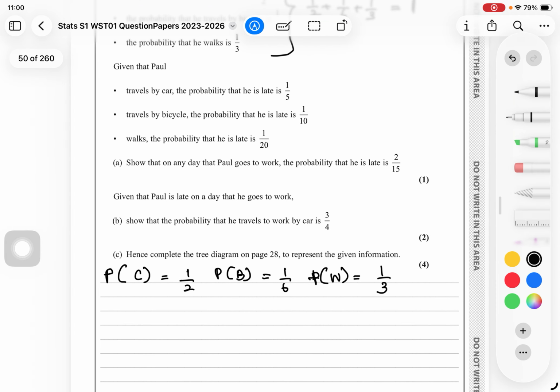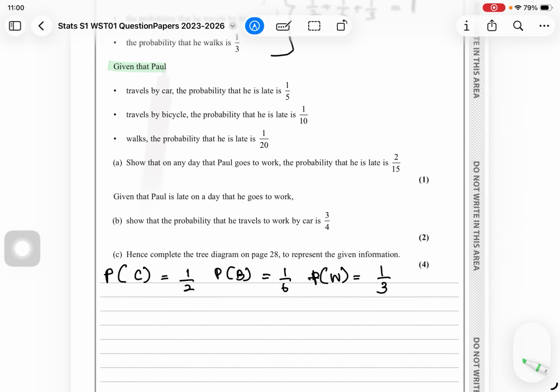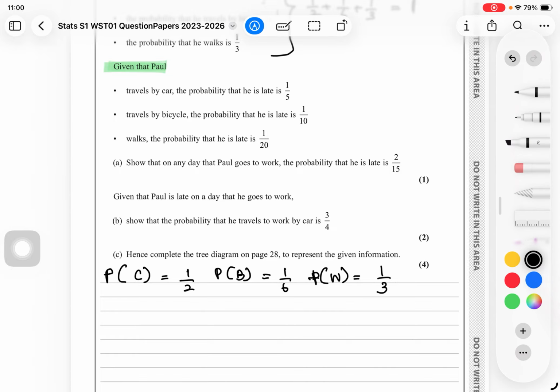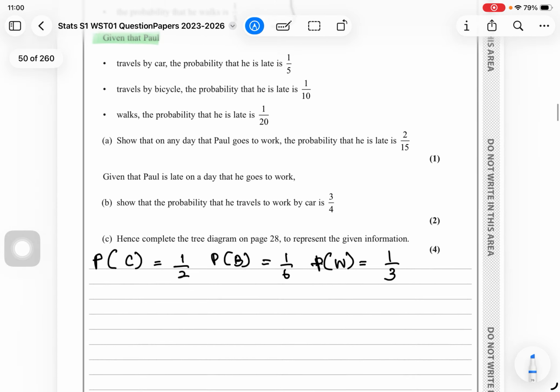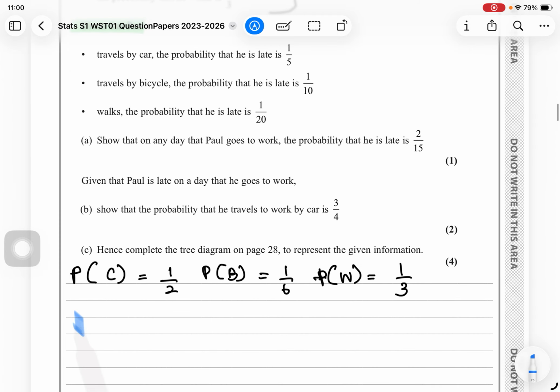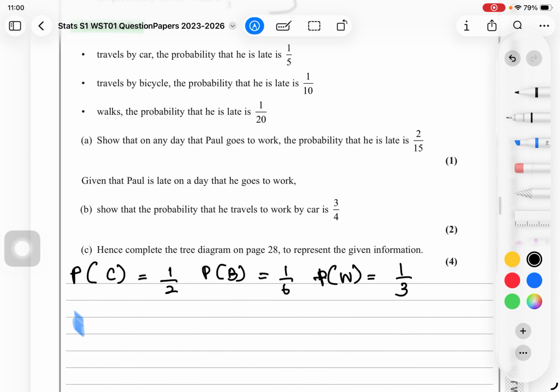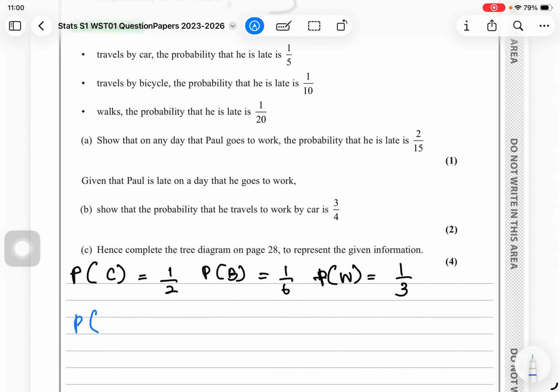And in the second part of the question, they give the probability of being late for each way of coming. So the probability of being late, given that you're coming by car, is 1/5. The probability of being late given that you're coming by bicycle is 1/10. The probability of being late given that you're walking is 1/20.